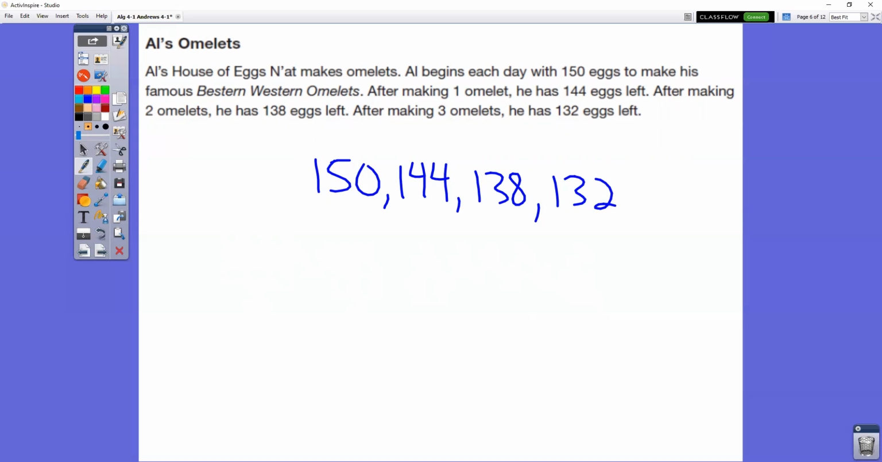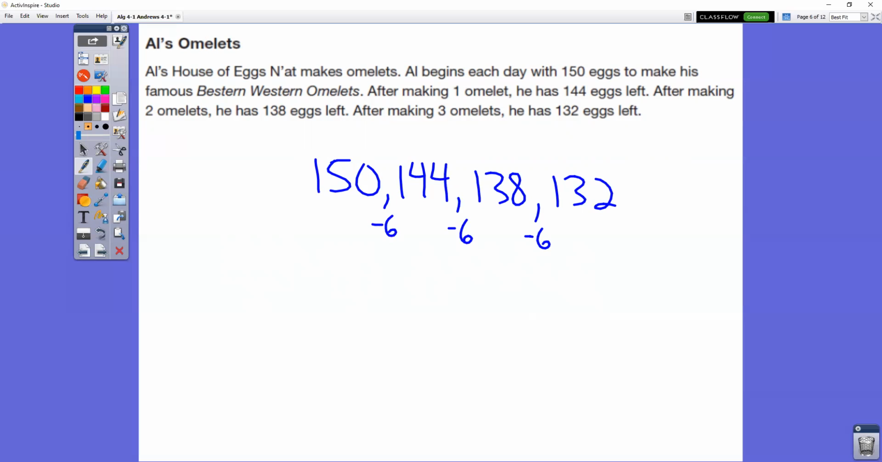So what are we doing each time? Well, to get from 150 to 144, we are subtracting 6. To get from 144 to 138, we are subtracting 6. 138 to 132, we are subtracting 6. So our pattern is that we're starting at 150 and subtracting 6 each time.